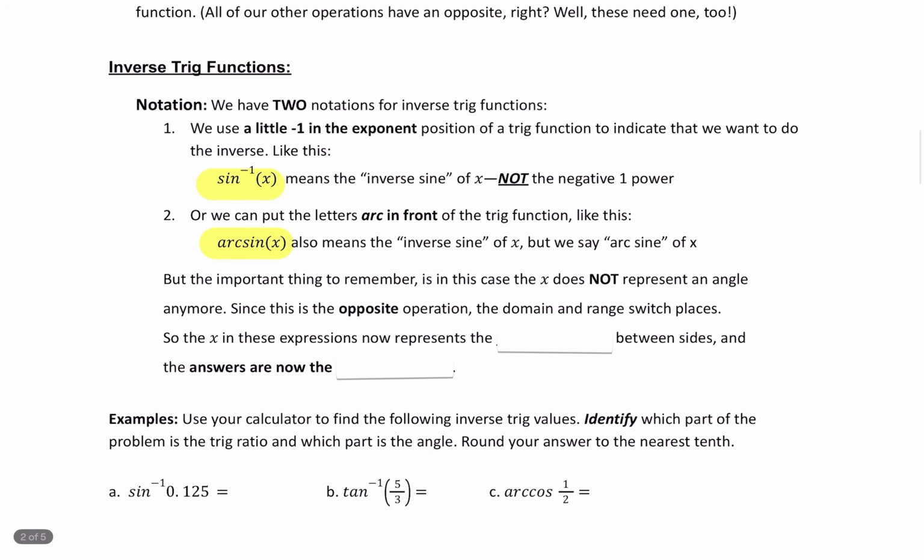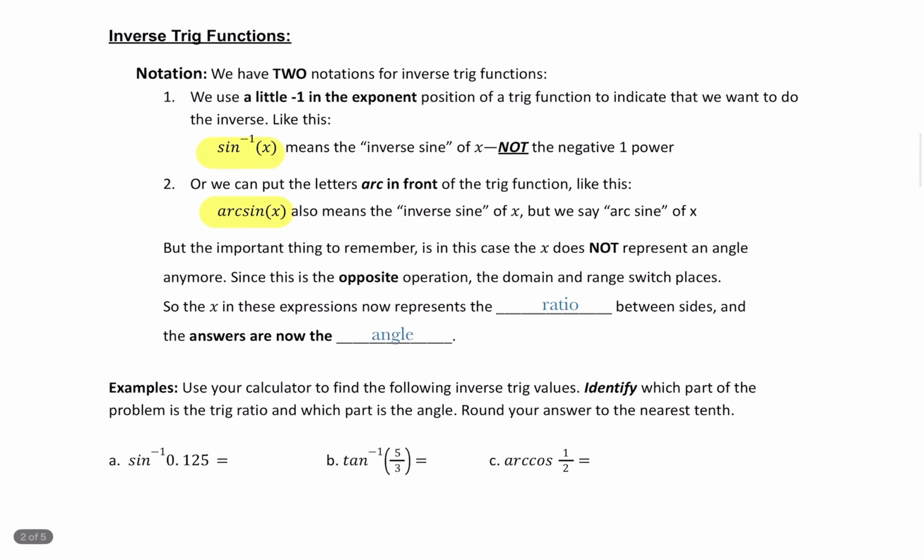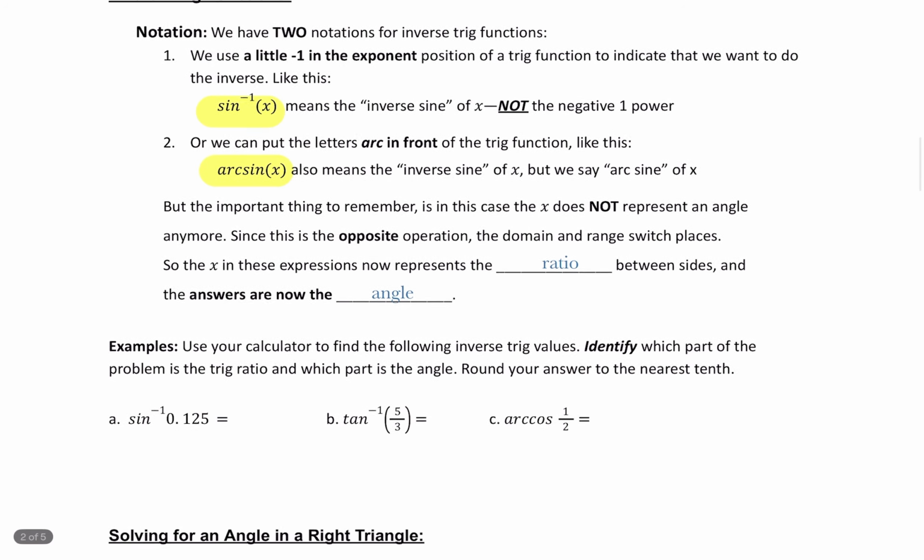The important thing to remember is in this case, x does not represent an angle anymore. Since this is the opposite operation, the domain and the range have switched places. So now the x represents the ratio between the sides, and the answers represent the angles. Before we had used x's as angles and we got ratios, and now we're going to put in ratios and get an angle out of it.